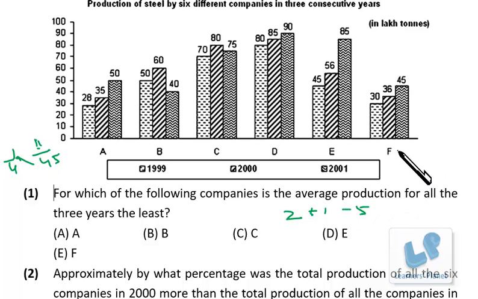So F is smaller. The total of these three will be smaller than the total of these three, so the average will be least for the company F. So without any calculations we can answer this question very easily. I hope you are clear.